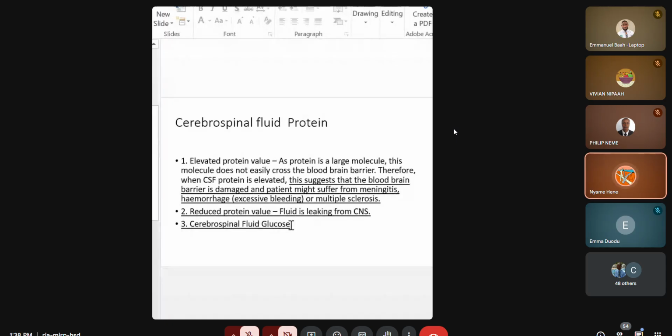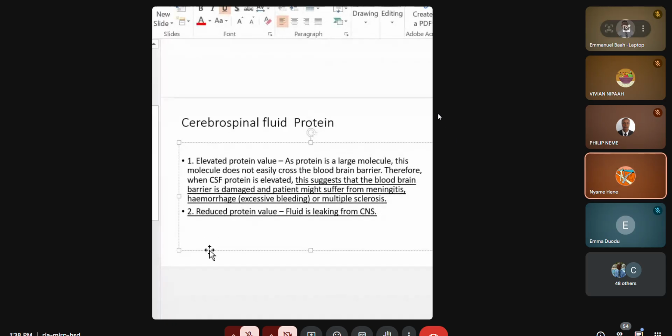The next one is cerebrospinal glucose. That is the next.